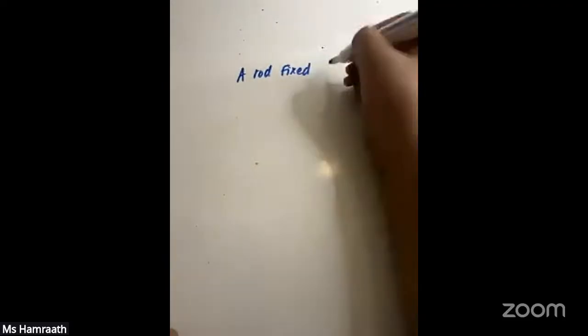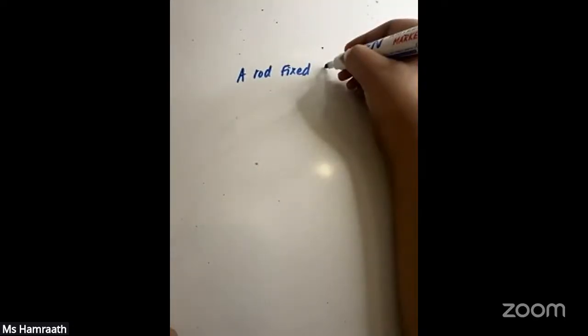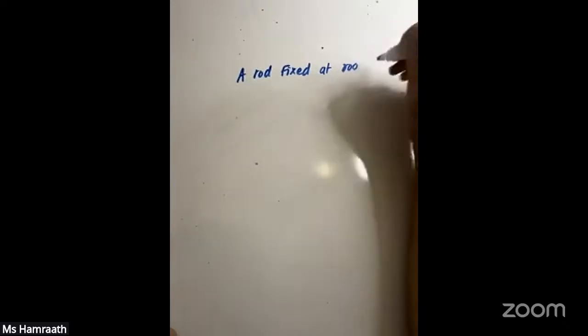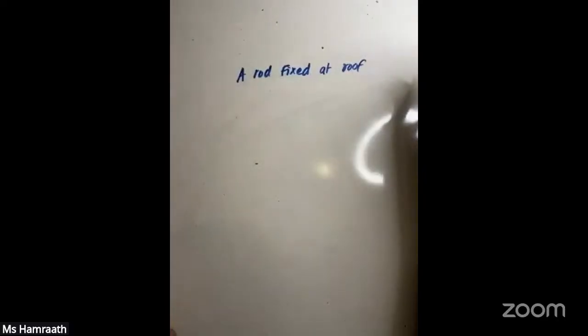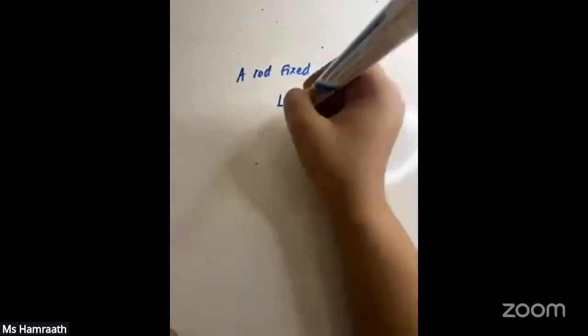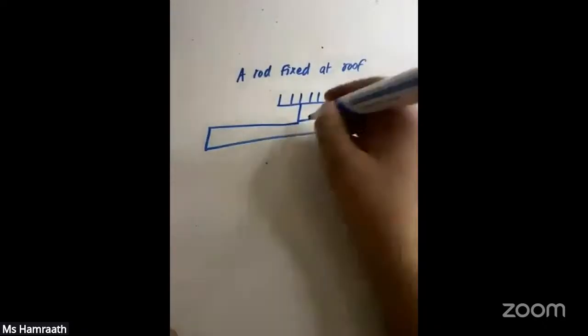So let me show you how they give a question related to your exam, and then I'll give you another question so that you will be able to practice more. Let's say, for example, a rod that is fixed at the top of the roof. Now they have given you something like this in the exam paper, and this is the rod you are having. I'll show you how to do the calculation.